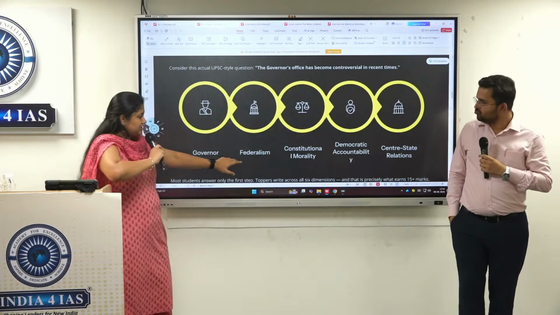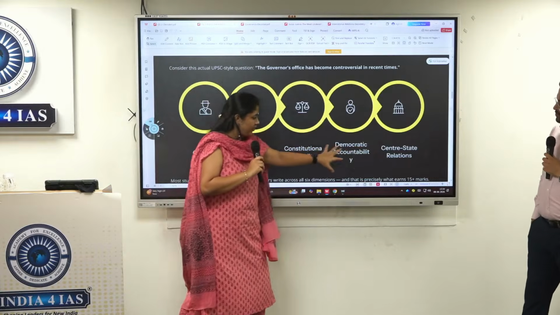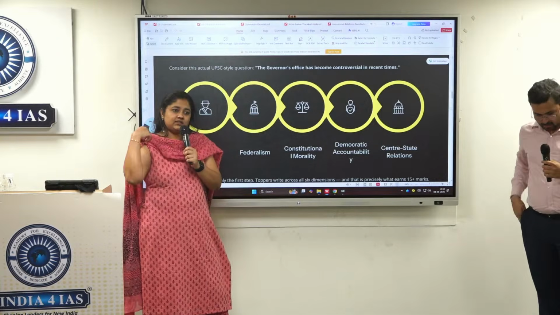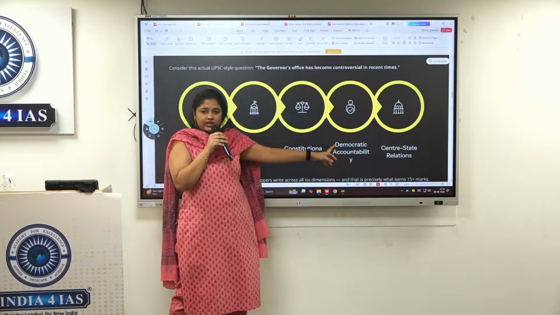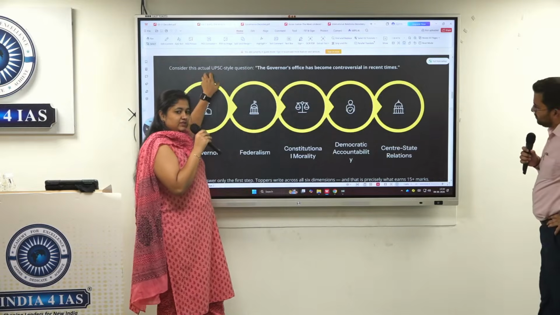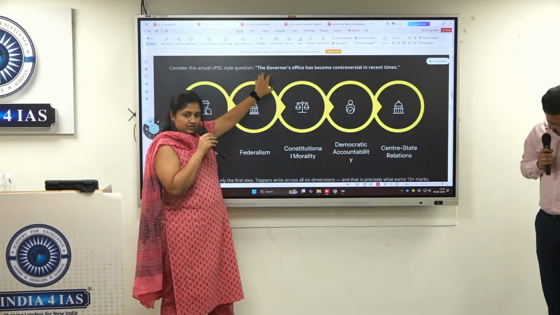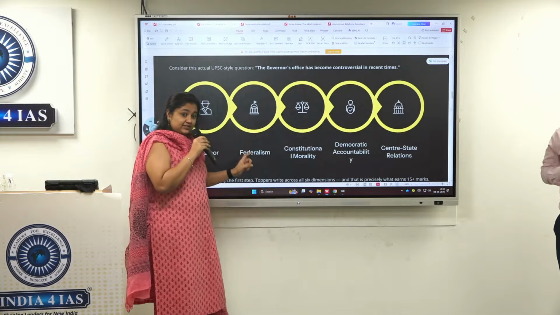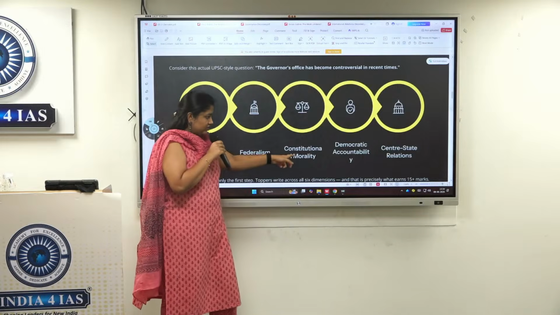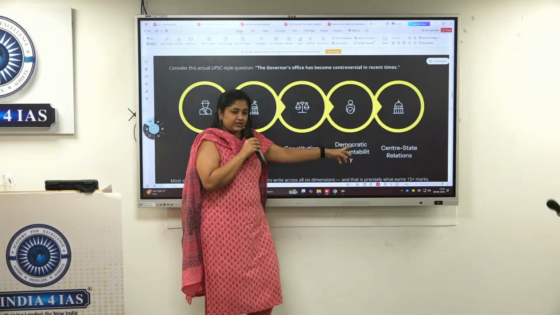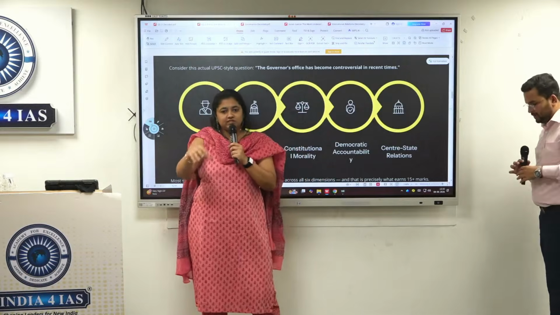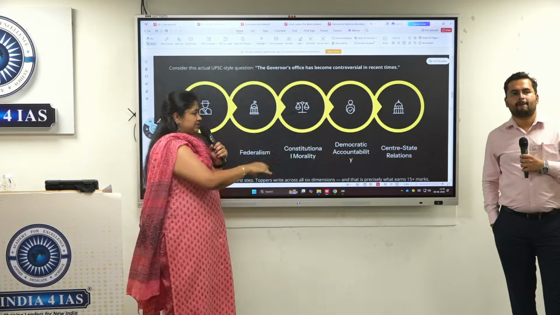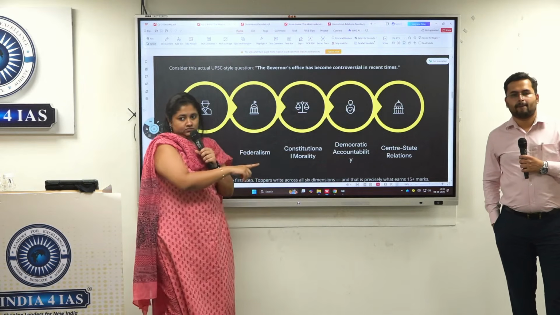Also, these 4 points form a cheat code for your polity and governance answers. You have to analyze through the lens of these 4 points. You remember in the morning I told you about individual level, societal level, national level, and global level? So now for polity questions, you analyze the questions from the lens of federalism, constitutional morality, democratic accountability, and center-state relations. So whenever something comes in the newspaper also, put on your thinking hats and try to analyze that piece of news from the lens of these 4 points.